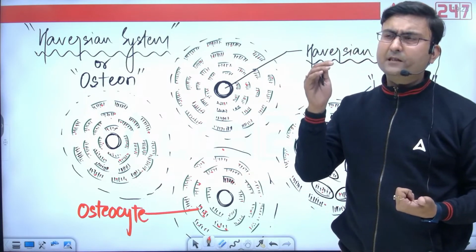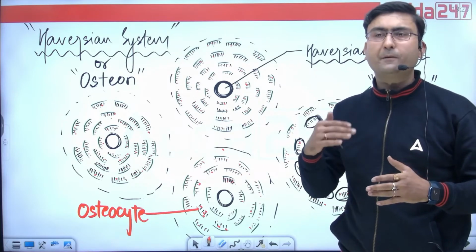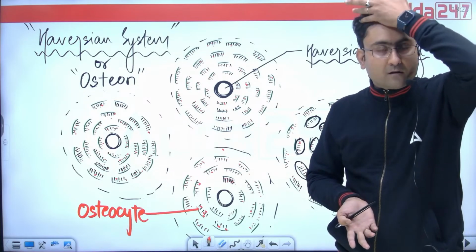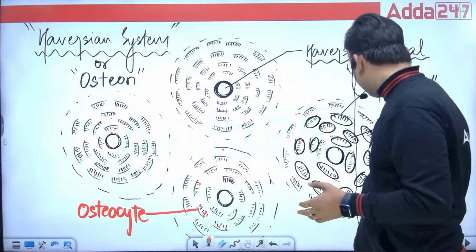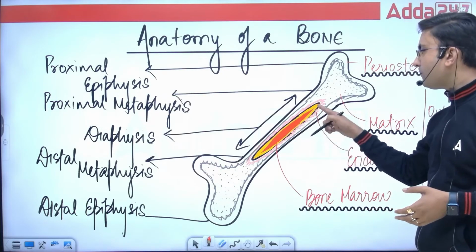Then we have the inner semi-solid part around bone marrow, that is called endosteum, which is made up of little semi-solid calcium and magnesium salts. And last but not the least, the inner part, which is called the bone marrow. Now bone marrow is again of two types. One is the red bone marrow and one is the yellow bone marrow.